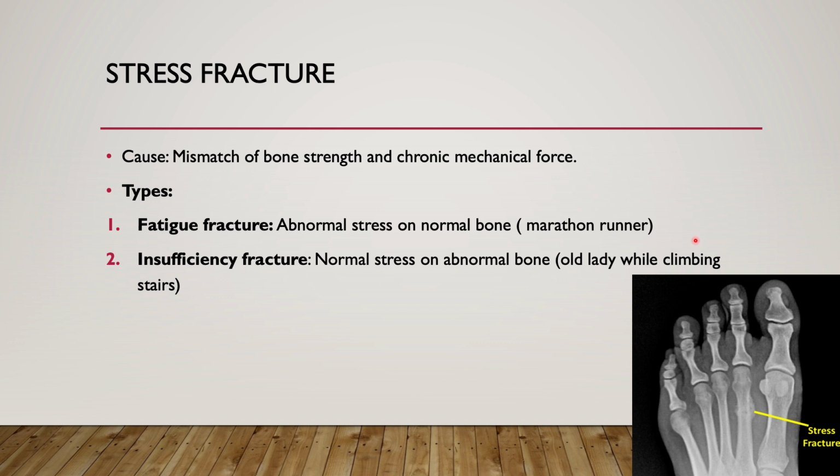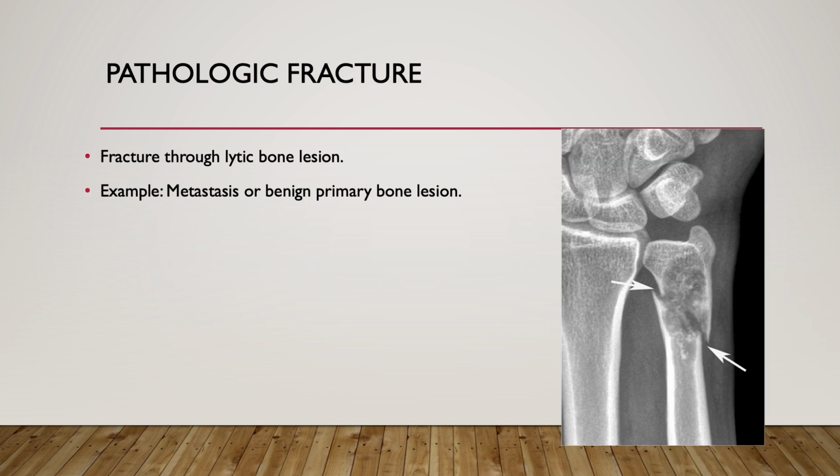So as we can see here, right? So here is callus formation in the shaft of the second metatarsal, right? So this is an example of a stress fracture. Next, we move on to pathologic fractures. So pathological fractures occur when there is fracture through a lytic bone lesion. Example, metastasis or benign primary lesion either can occur. So here we can see around the metaphysis there is a lytic lesion where the bone has fractured, right? So a fracture associated with a lytic lesion could be a pathologic fracture.